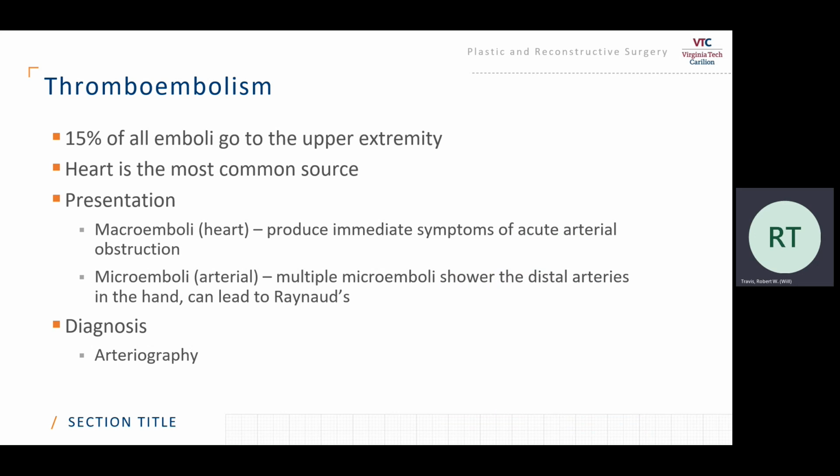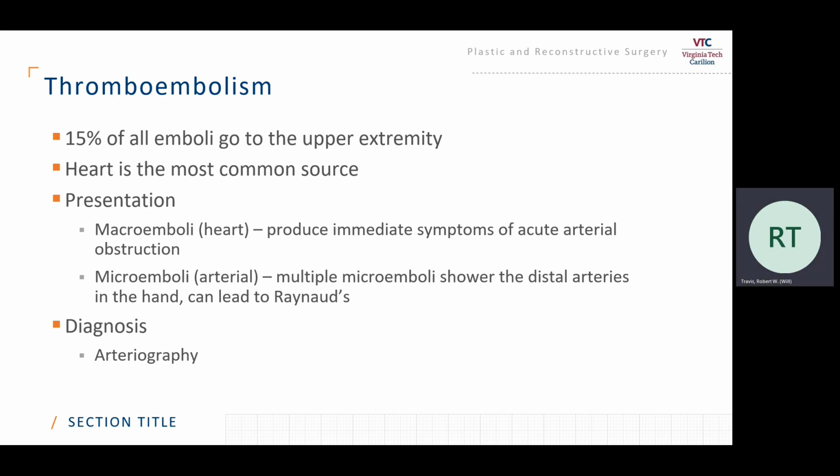So thromboembolism, about 15% of all emboli go to the upper extremity. The heart is the most common source. Typically, these patients will have AFib or have had a recent MI. Other sources include thoracic outlet syndrome, atherosclerotic plaques, subclavian or axillary artery aneurysms, Takayasu disease, mechanical graft problems, penetrating trauma, and then catheter-related causes as well.